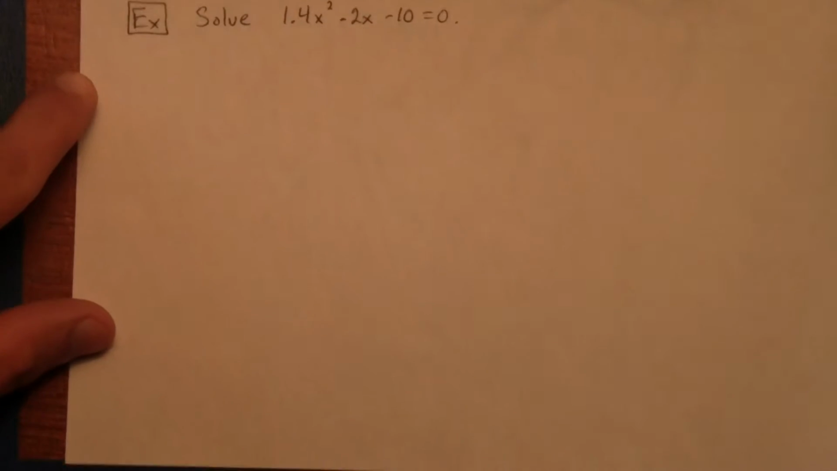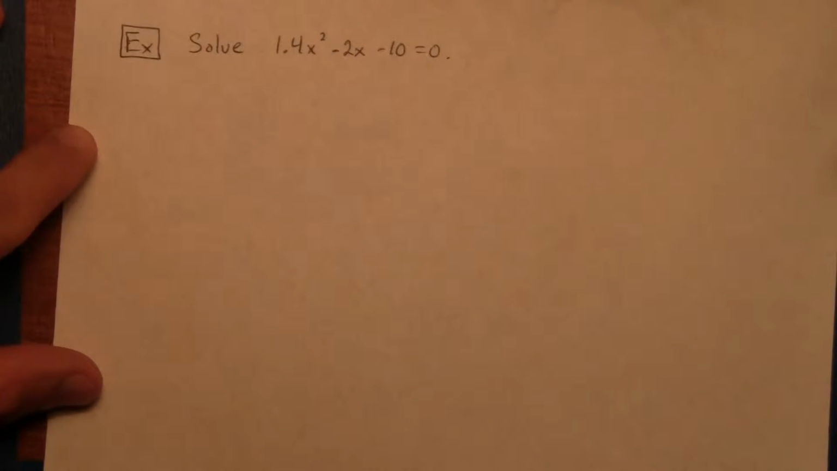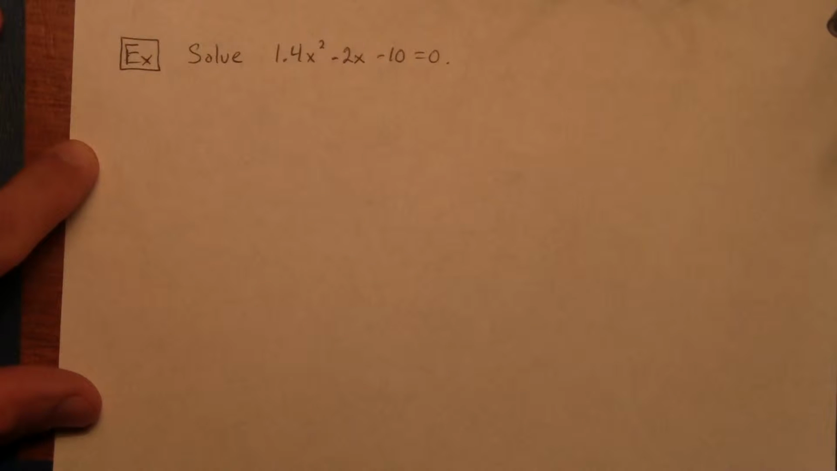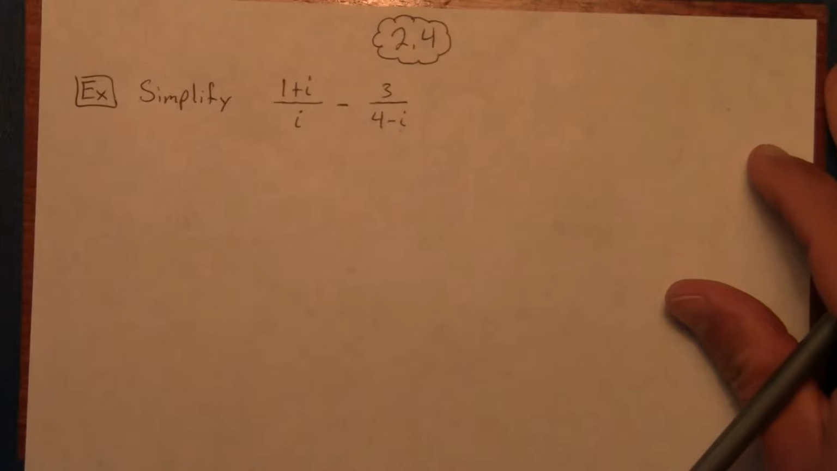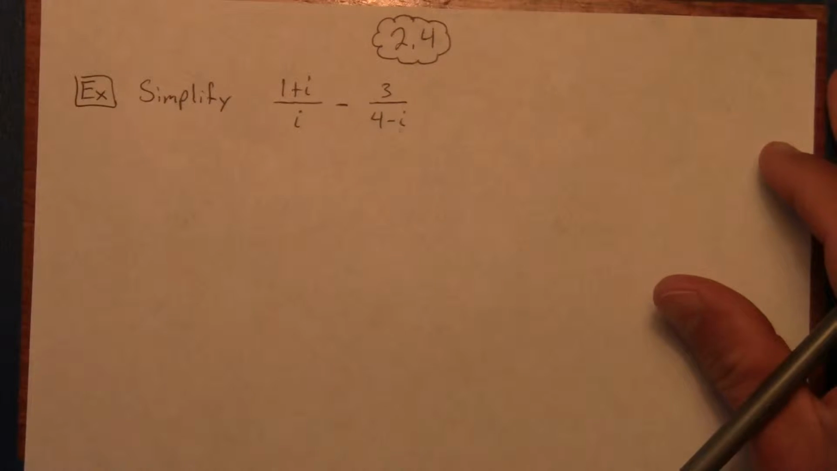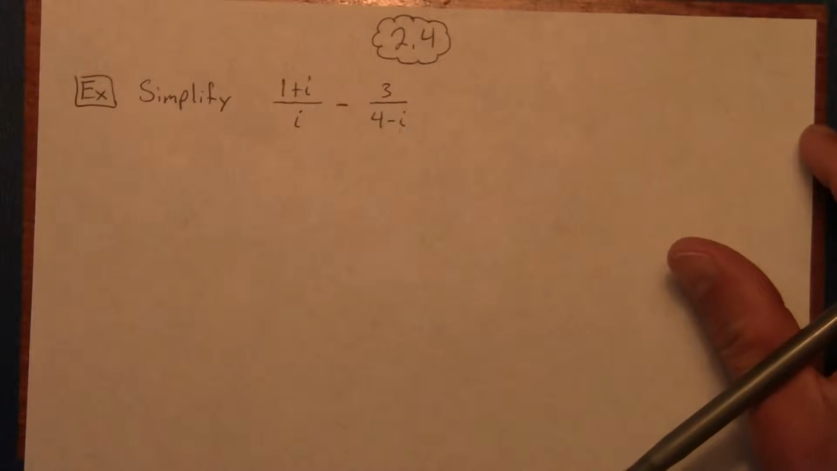And then the other one we'll do is where we'll solve a quadratic like we normally would, where we'll try to factor or use a quadratic formula if we have to. Alright, so back to the first one. Simplifying this term, 1 plus i over i minus 3 over 4 minus i.